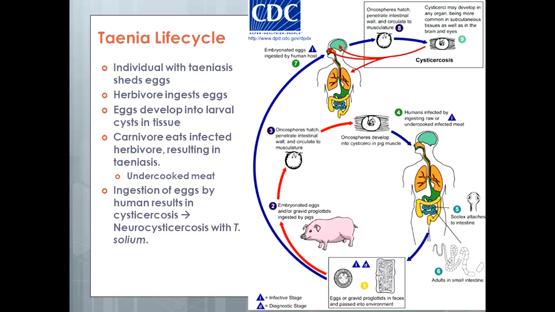So humans, when we eat the undercooked meat that has the cyst in it, we then can get a gastrointestinal tapeworm infection. However, if we ingest the eggs rather than the cyst, then we end up with cysticercosis. And with T. solium, it's often neurocysticercosis, as the cysts often go to our brain.